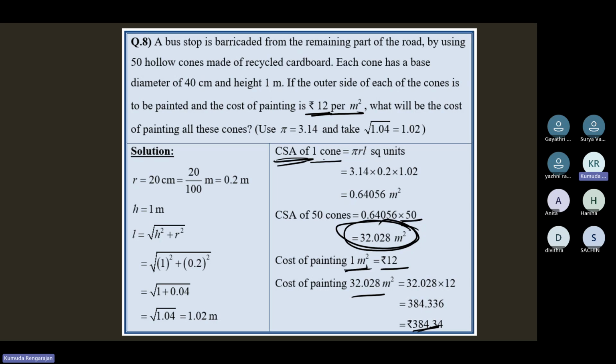But to find CSA, you need R and L. We have R and we have H. We don't have L, so you'll have to find L. And while finding L, you get square root of 1.04, whose value is given in the question, 1.02. So save time there. So that's about the first exercise.